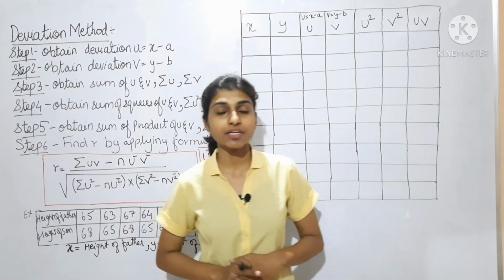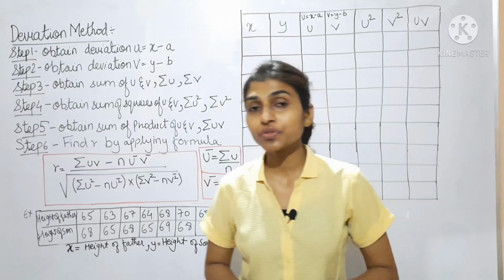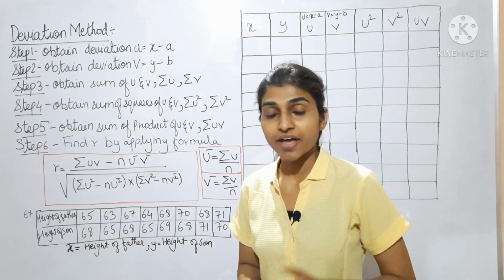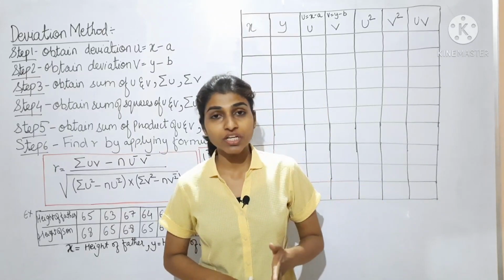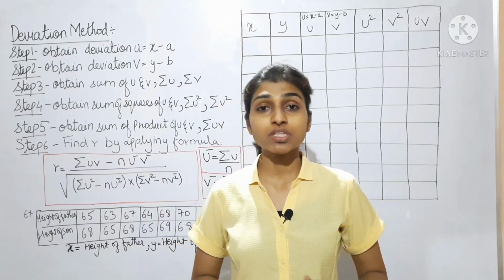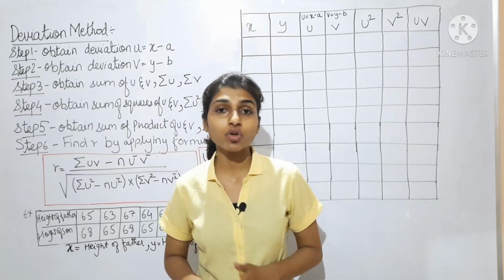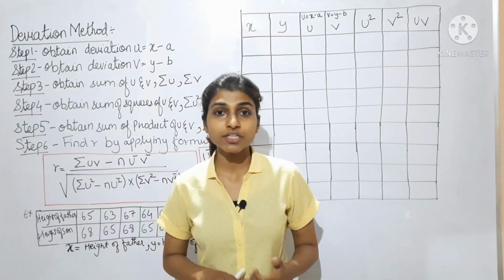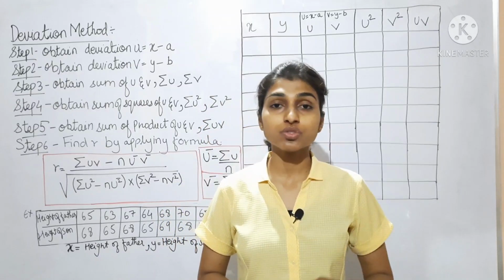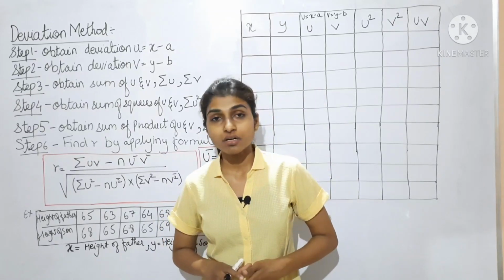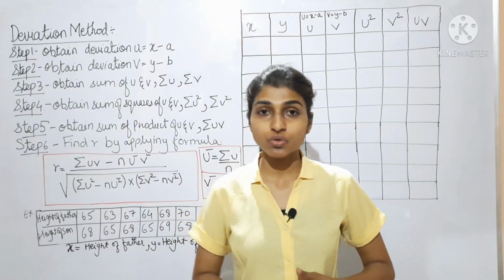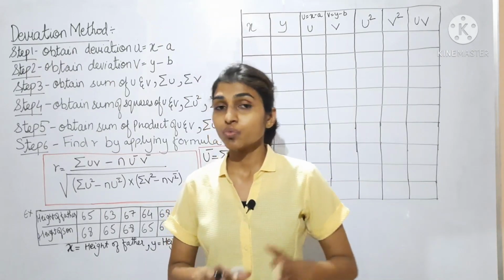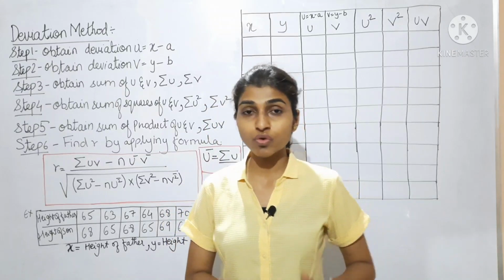I am Namita Mane. In today's video, we are going to discuss the deviation method. In my last two lectures, I have explained what is correlation, types of correlation, and methods of measurement of correlation. Under that we have studied there are three methods to measure the correlation: scatter diagram, Karl Pearson coefficient of correlation. In my last lecture I explained what is Karl Pearson coefficient of correlation.